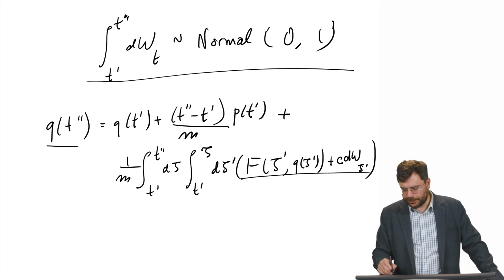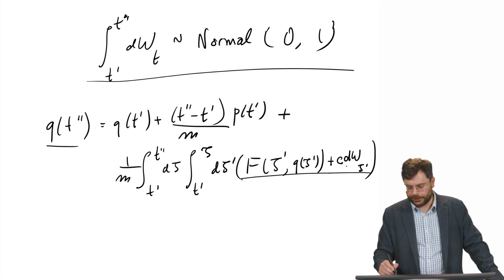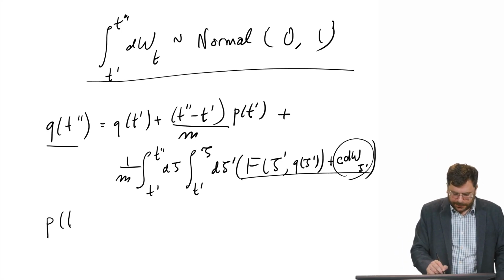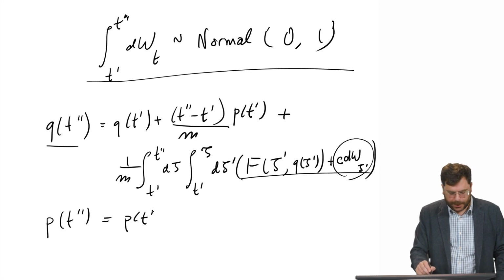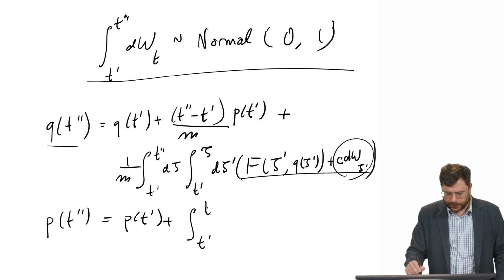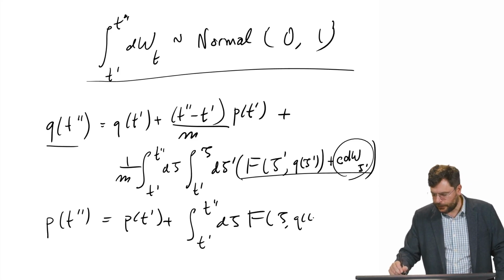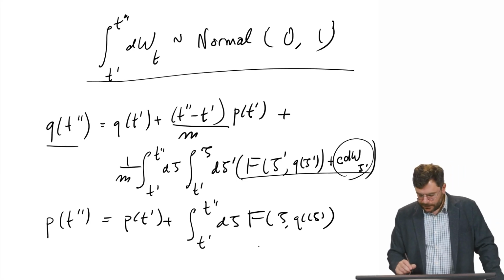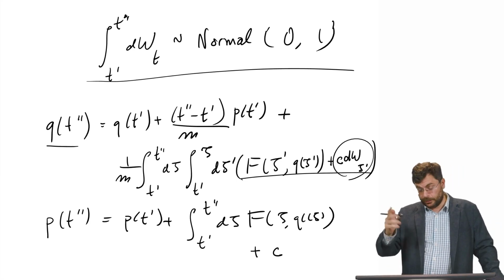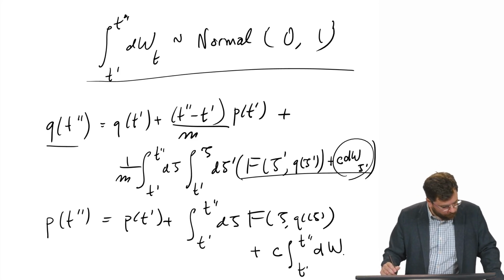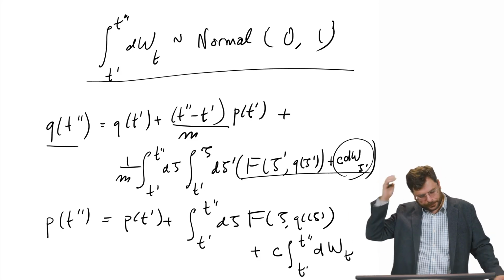So remember, the only difference now is that instead of having just a plain force, we have force plus this noise. And then we have p of t double prime equals p of t prime plus the integral from t prime to t double prime of d tau, f of tau, q of tau, and then plus the noise portion. This is the only difference now, from some t prime to some t double prime of some dW.